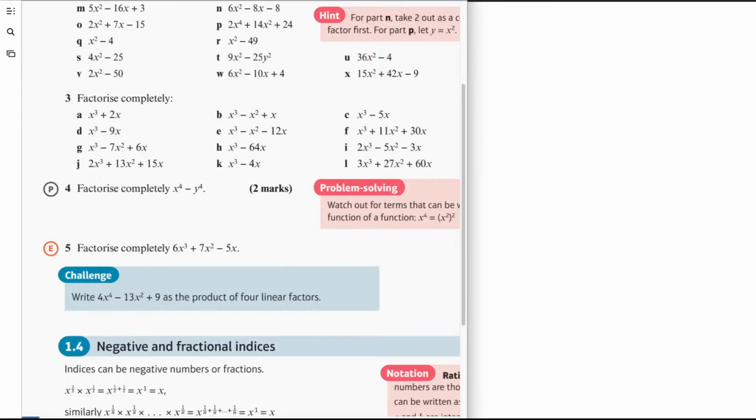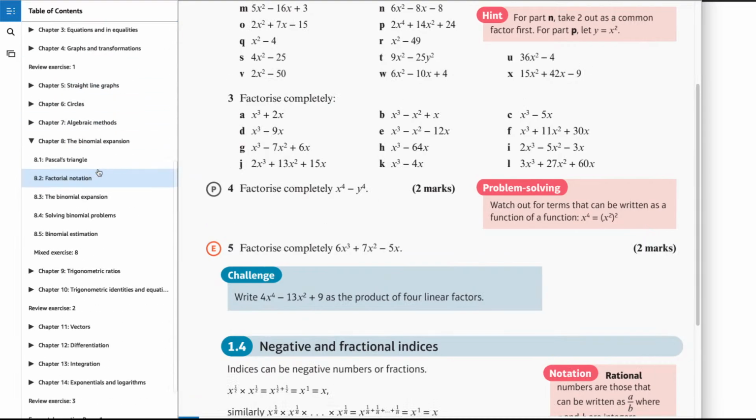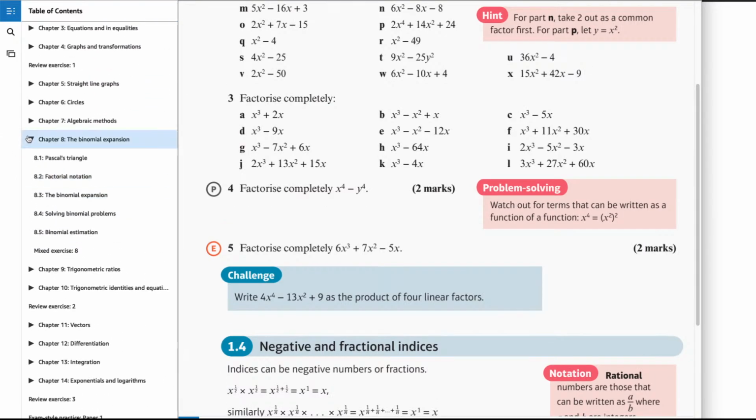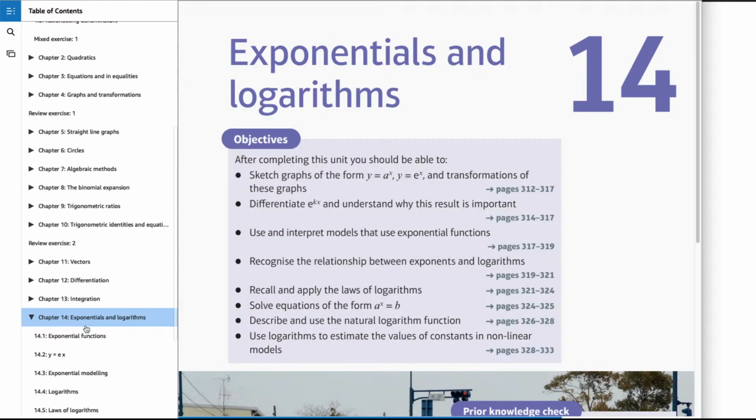So I guess we could have a quick look at logarithms and exponentials. So where was that? Exponentials and logarithms.